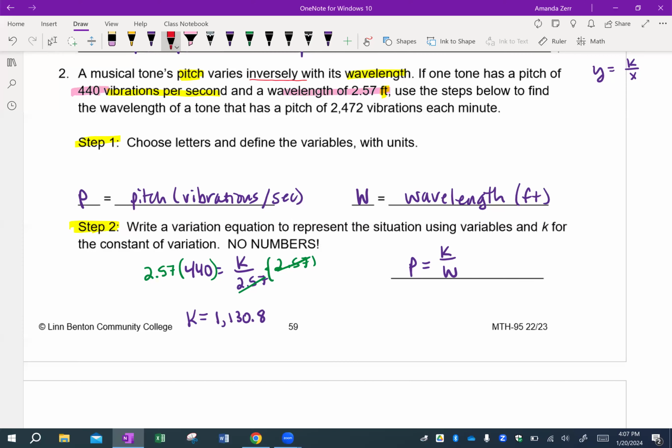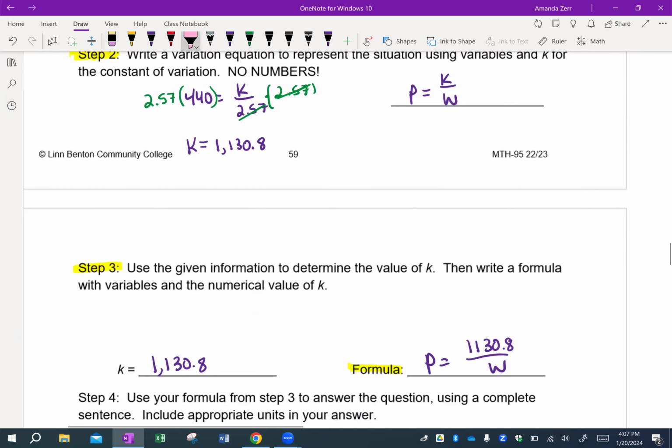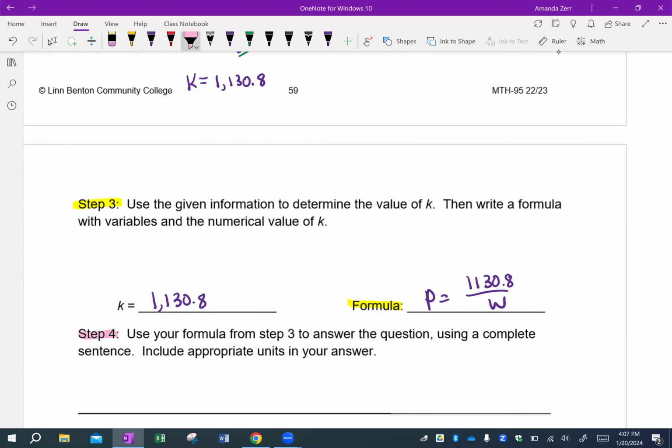Now we're ready to solve the question. Okay, so find the wavelength when it has 2,472 vibrations each minute. Okay, remember though that our units were in seconds. So we are going to need to convert first.